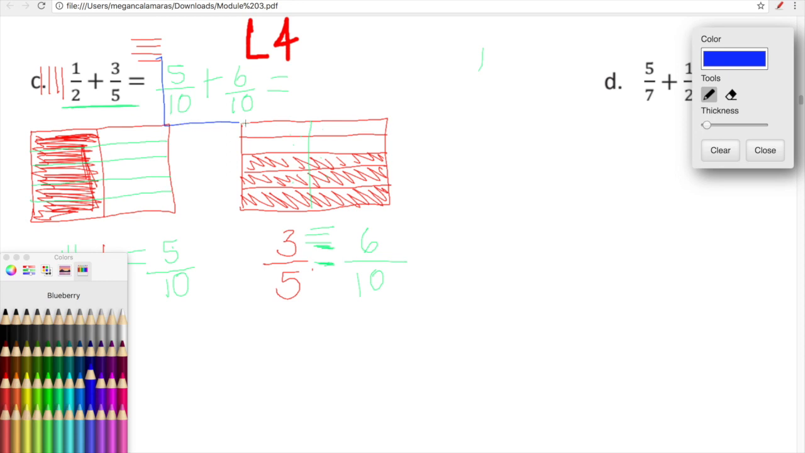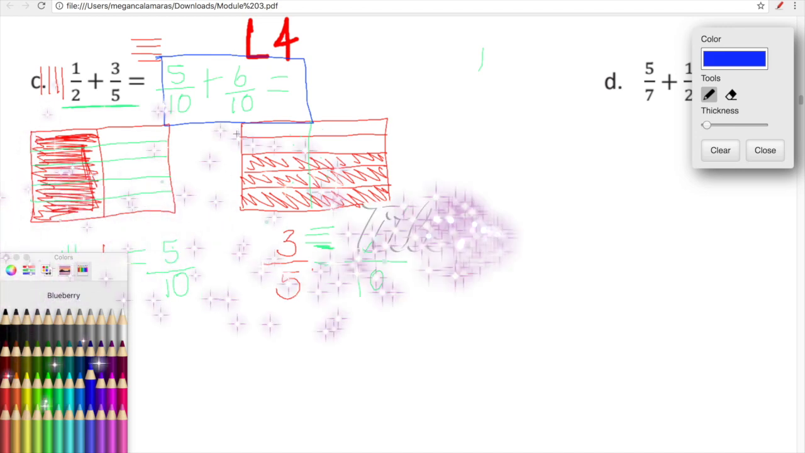I need you to write this expression and I need you to solve it. Hopefully you won't use too much brain power solving it.